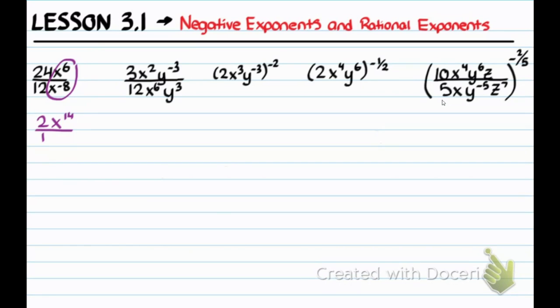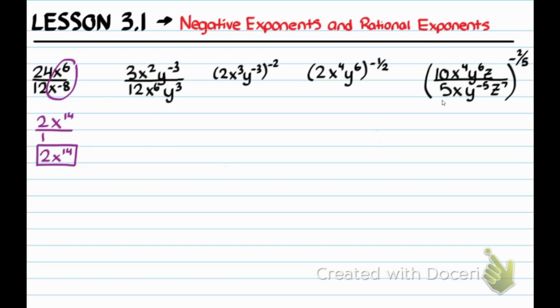And luckily, this one's done. We didn't have to do anything else. The exponent turned out to be a positive number when we simplified. And our final answer would just be 2x to the 14th because we don't have to put it over the number 1. For the next one, we're going to do the same thing.